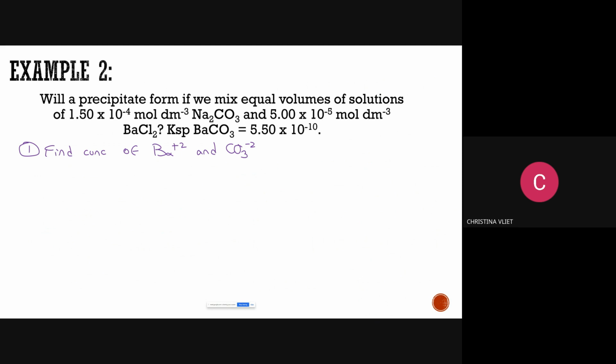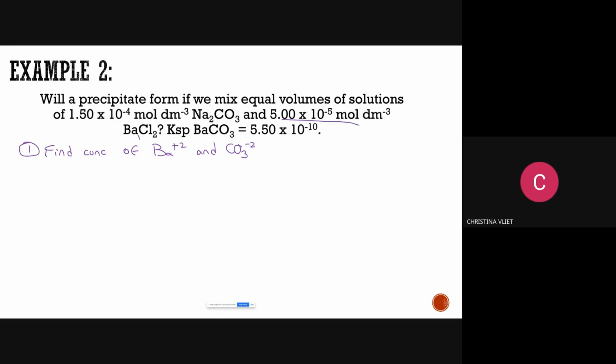All right, so find the concentration of Ba2+ and CO3 2-. Does that make sense? I first have to know what the concentrations are in order to find Q. I can't find Q if I don't know what the concentrations are. So I need to find my concentration of barium and my concentration of carbonate. So how will I find barium? It's the same one, because there's one here and we have that, it's the same.